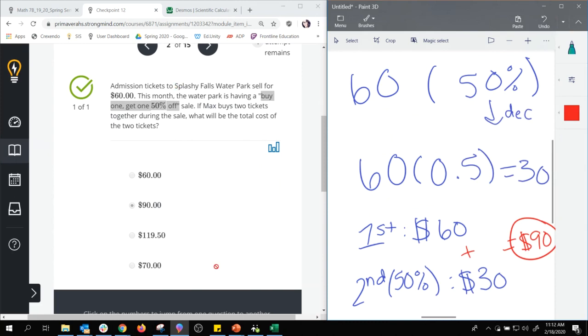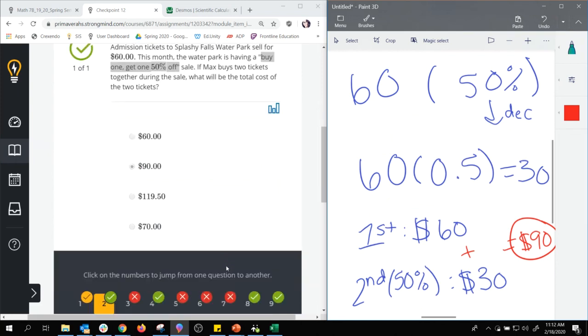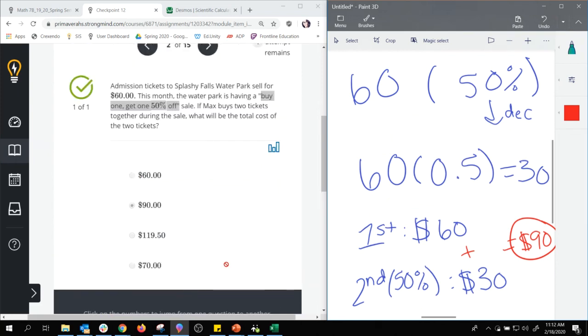Chelsea, is that what you did to solve this one, or did you think about this one differently? Differently? How did you do it? Or I guess, how did you come up with your answer here?